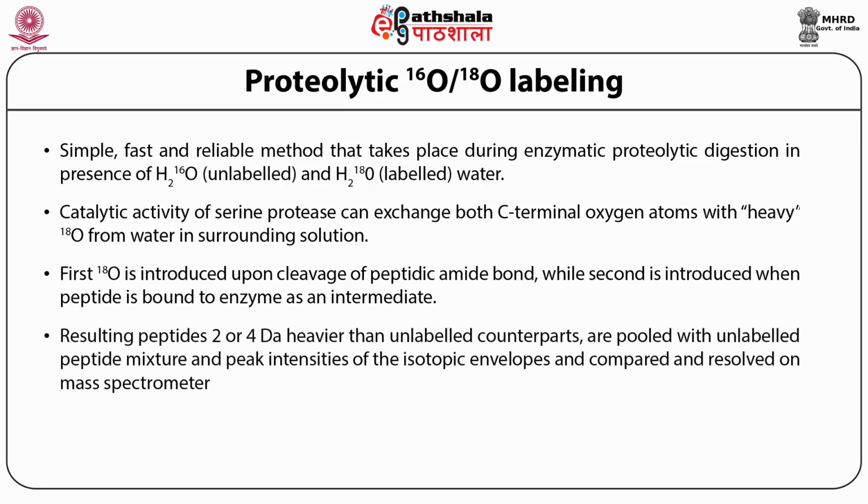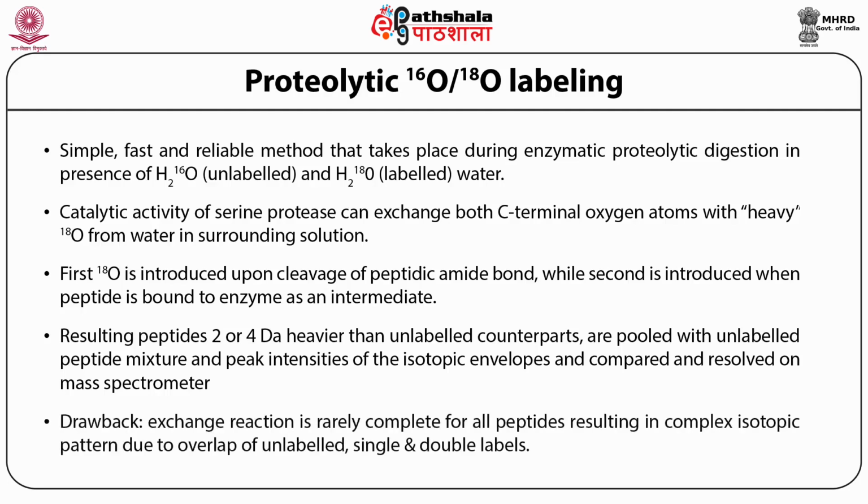Resulting peptides, which could be 2 or 4 Dalton heavier than unlabeled counterparts, are pooled with unlabeled peptide mixture and peak intensities of isotopic envelopes are compared and resolved on mass spectrometer. The drawback in this particular technique is that the exchange reaction is rarely complete for all peptides, resulting in complex isotopic pattern due to overlap of unlabeled, single, and double labels.